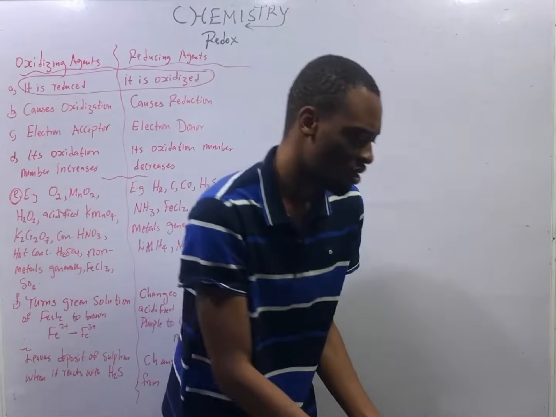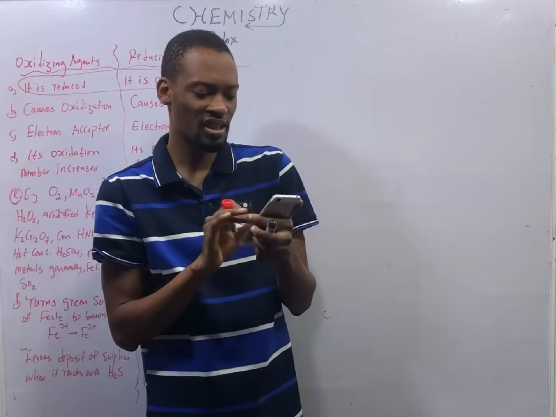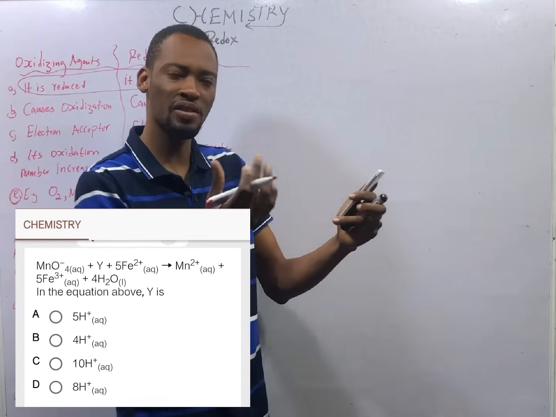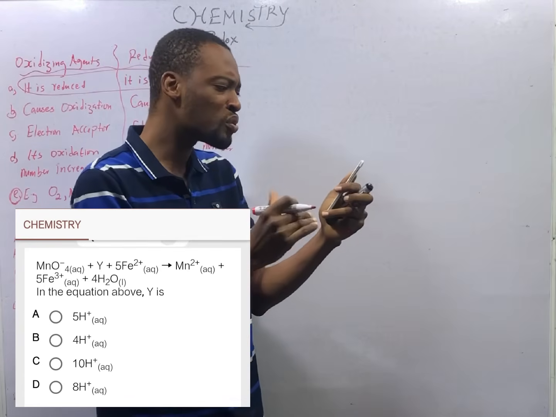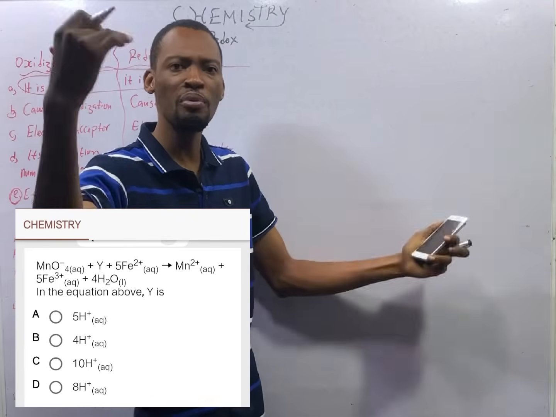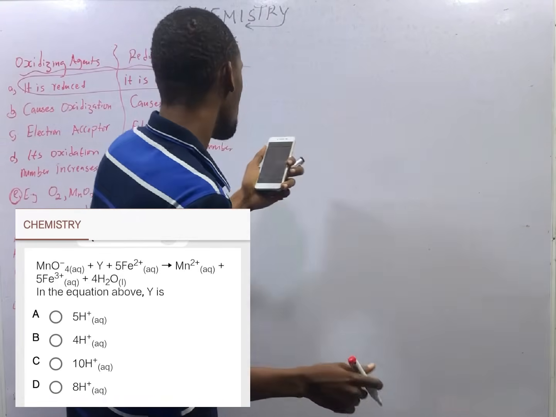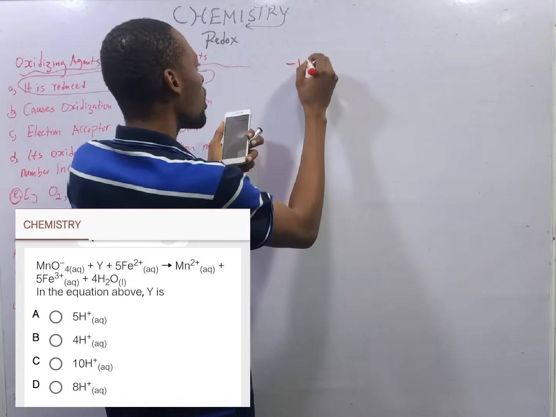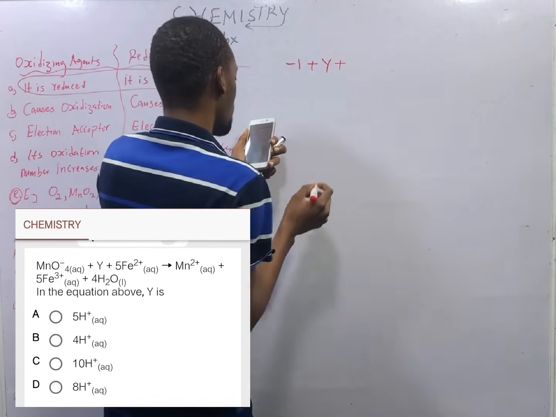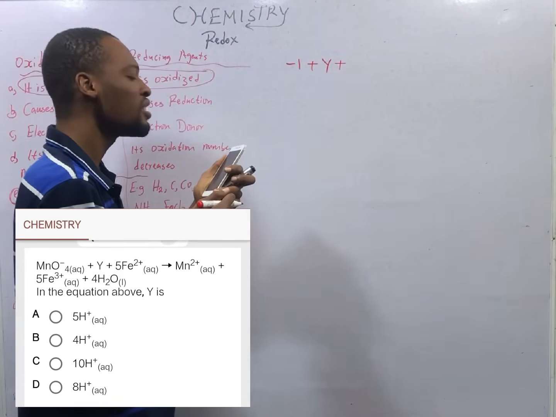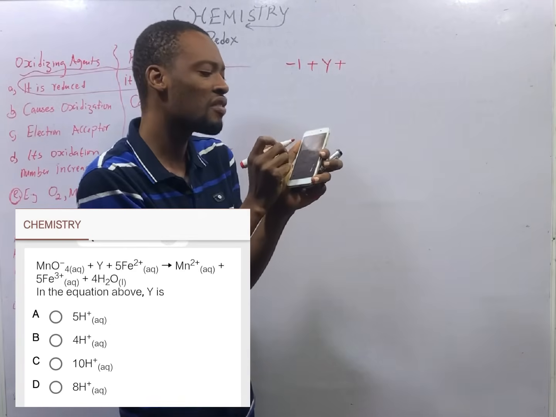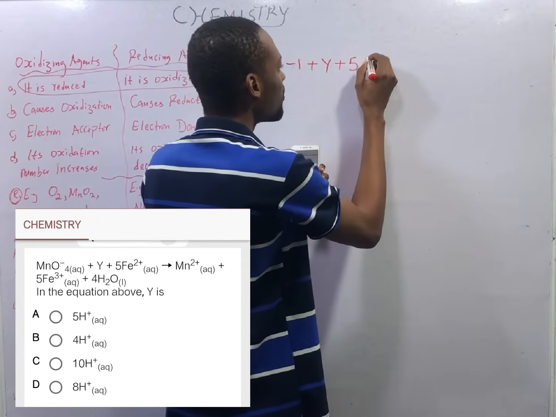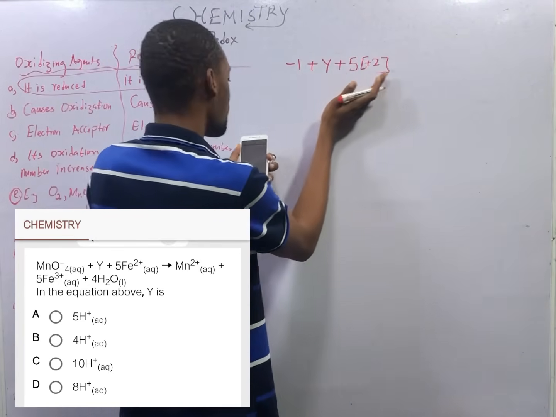So there is a typical question Jamb wants you to know when it comes to balancing of redox equations. Look at this. In this equation, we are asked for the value of y. What do we do? We simply balance the ions on both sides of the equation. So for this radical MnO4 minus, we have -1, that is the charge, plus y, plus we have ion 2, Fe2+, but there is 5 in front of the ion 2, which means 5 will multiply the charge to give us 5 times plus 2. So this is for the reactant side.